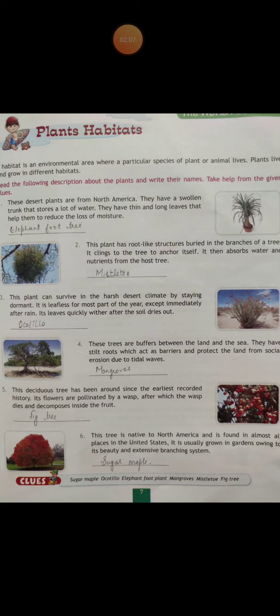Plant number 4. These trees are buffers between the land and the sea, and they have stilt roots which act as barriers and protect the land from soil erosion due to tidal waves. The plant is named as mangroves.